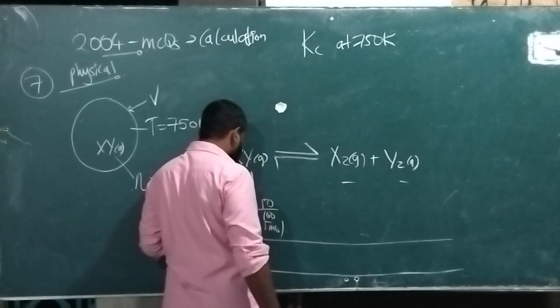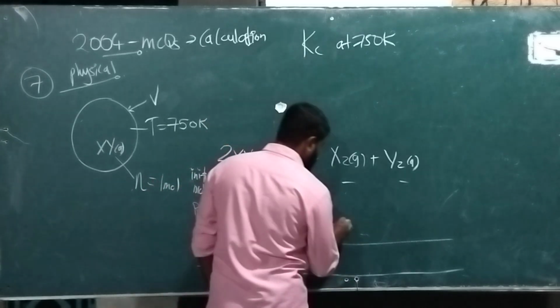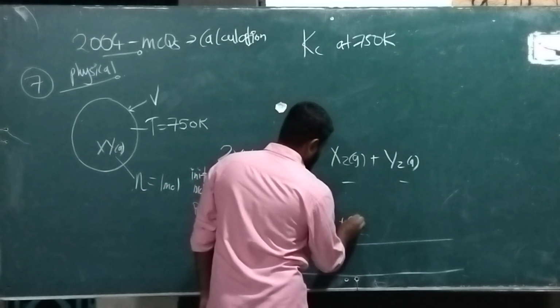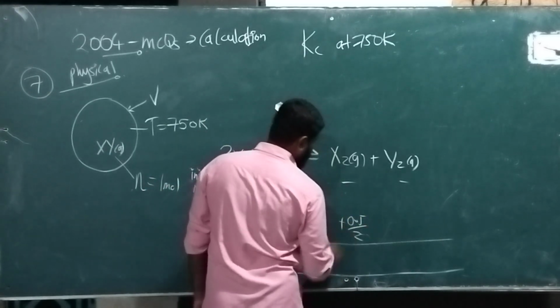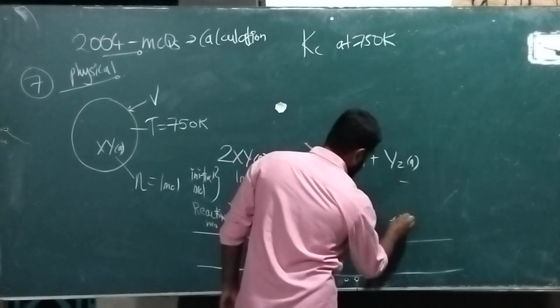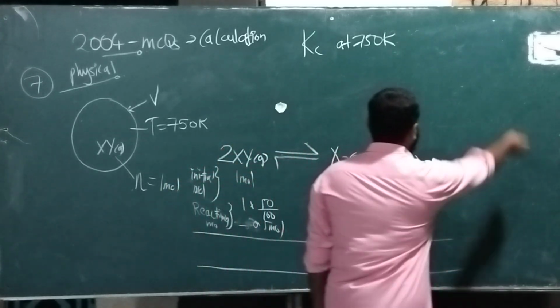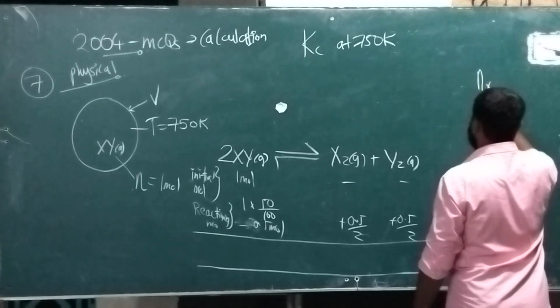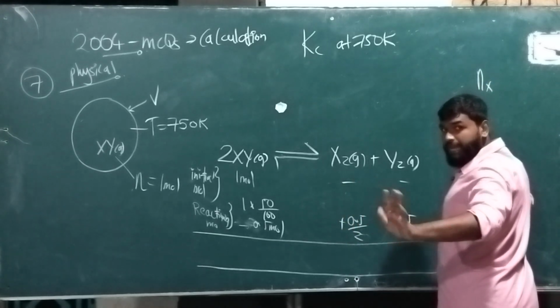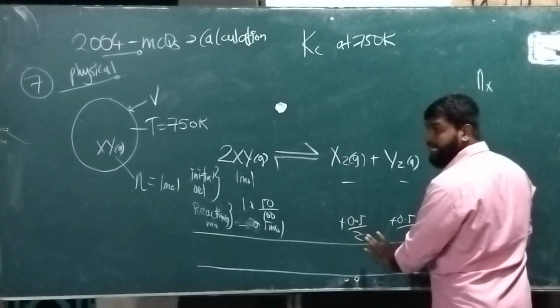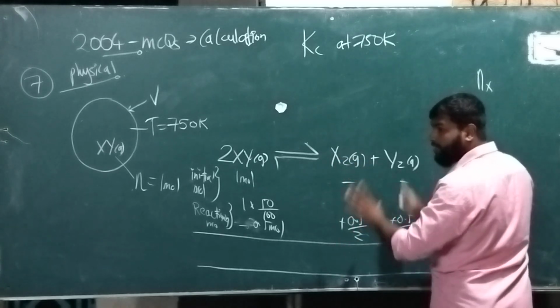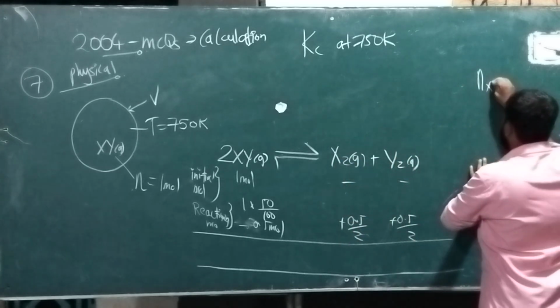So I'll write it in this way: plus 0.5 divided by 2, and here also plus 0.5 divided by 2. Some of you might have problems here. If you get confused finding the stoichiometric ratio, do it in this method as I do.